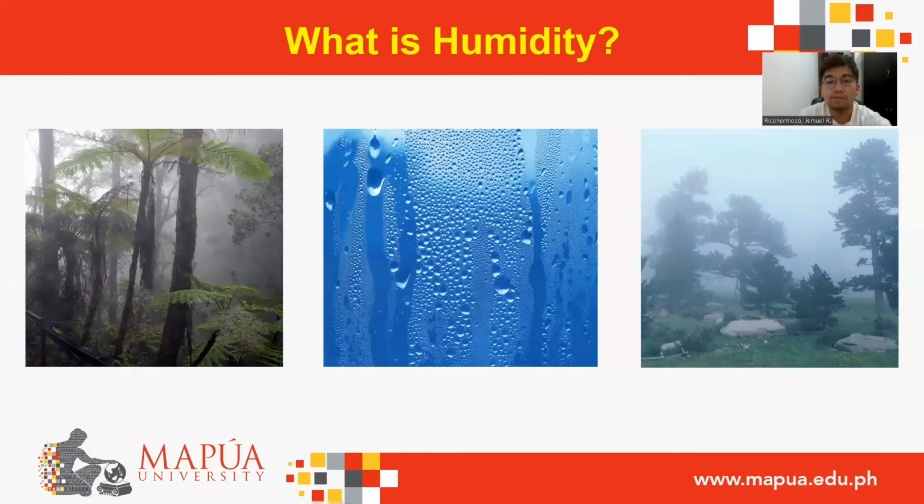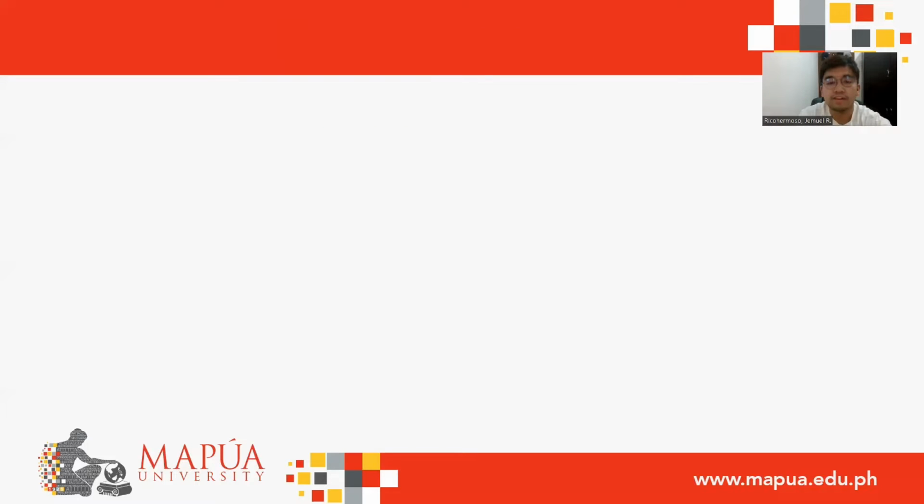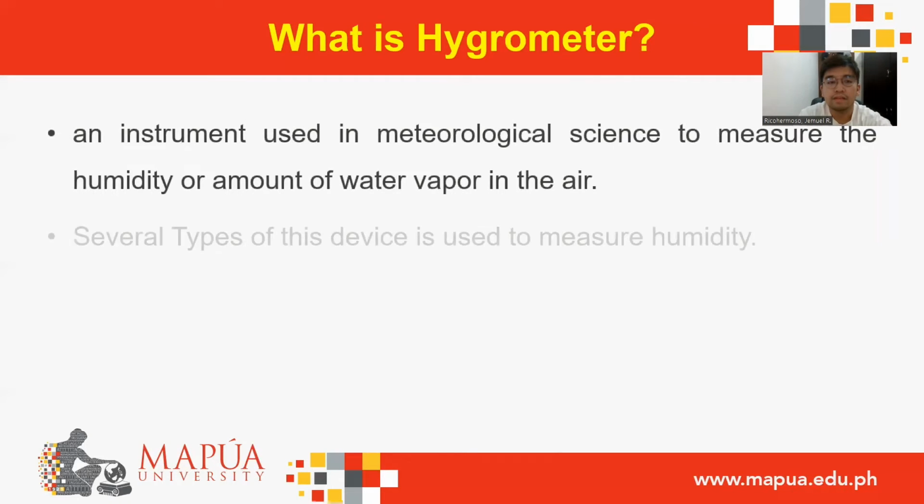Now that we have discussed what humidity is, we will move on and focus on the assigned device for me, the hygrometer. A hygrometer is an instrument used in meteorological science to measure the humidity or amount of water vapor in the air. Several major types of hygrometers are used to measure humidity.